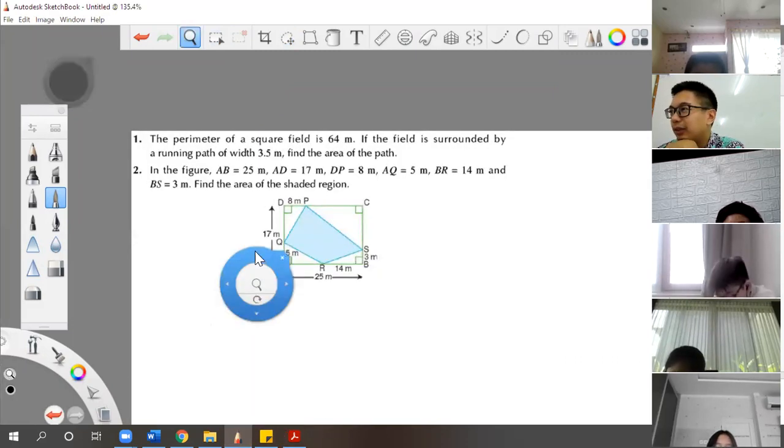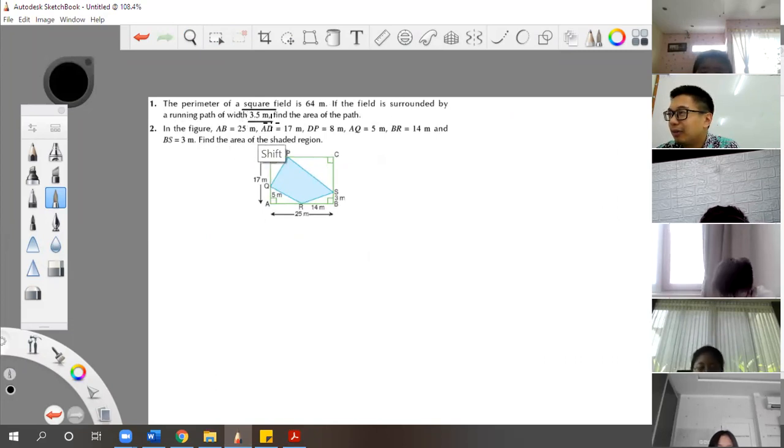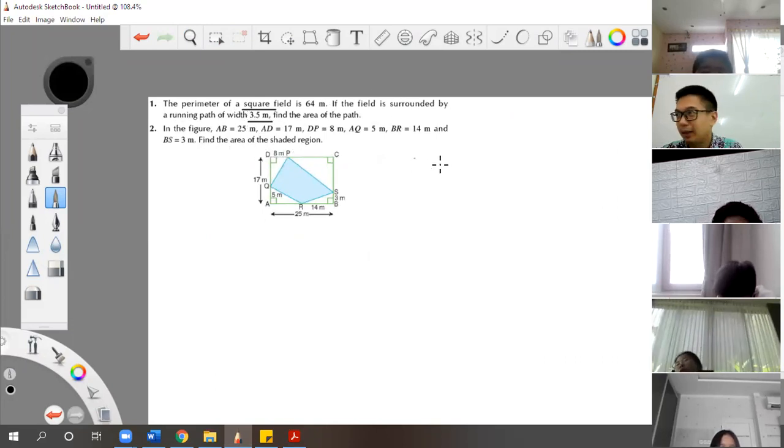The perimeter of a square field is 64 meters. Oh, square, langsung tahu. Ini square, ini keywordnya. Terus, surrounded by a running path of width 3.5 meters, find the area of the path. Lu gambar ya. Kalau lu nggak gambar, bingung.